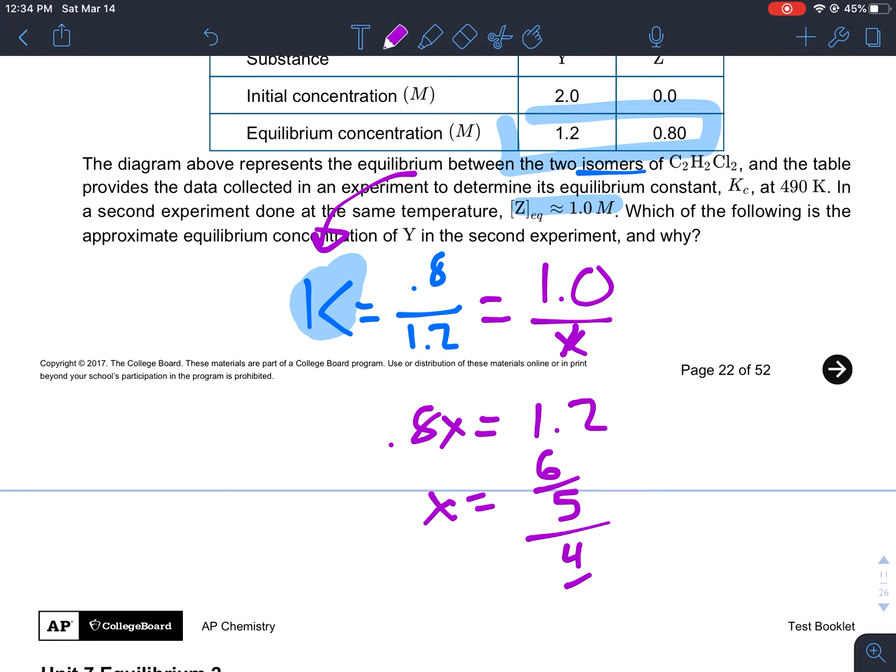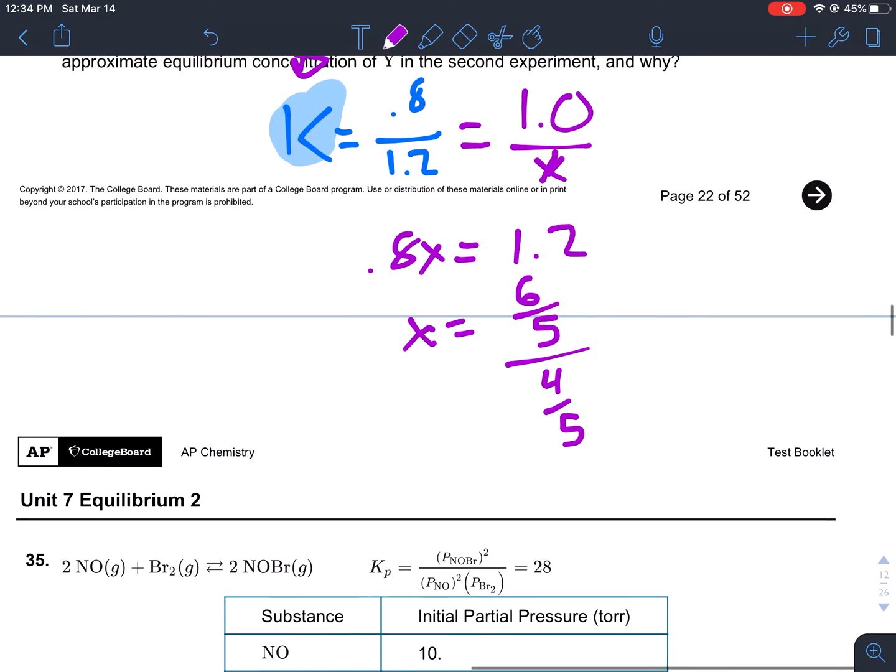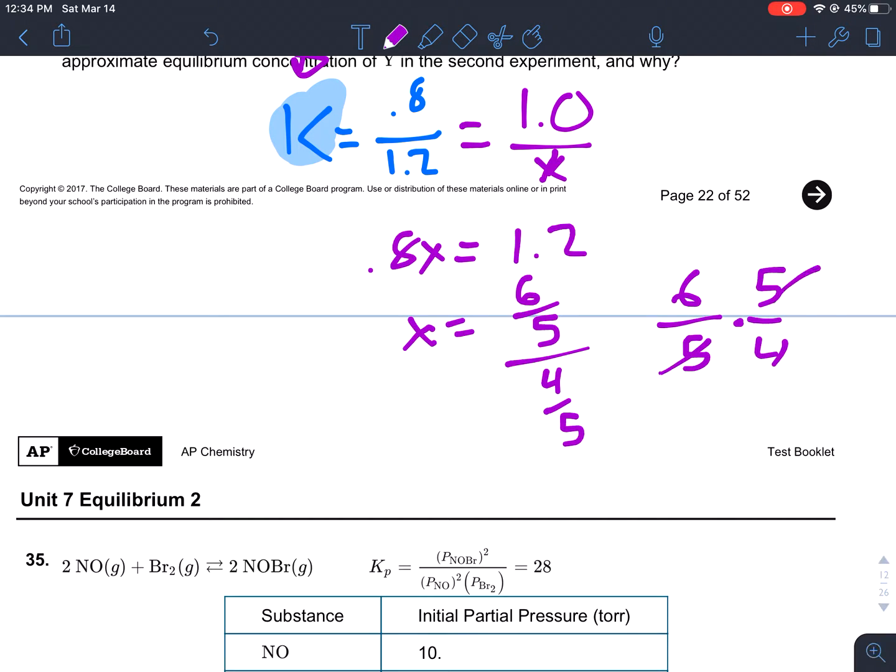0.8 is 4 over 5. Yeah? So what do you do when you divide by a fraction? You multiply by its inverse, so you have its reciprocal. You have 6 over 5 times 5 over 4. These cancel out. Your answer is 3 halves. 3 halves is about 1.5.